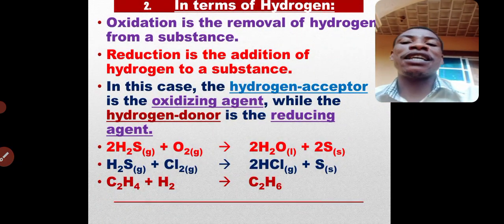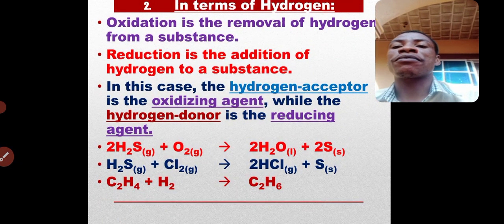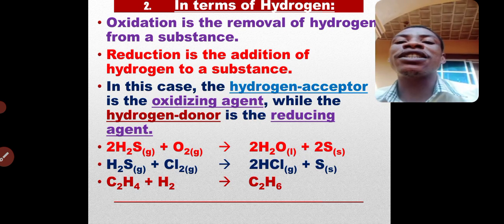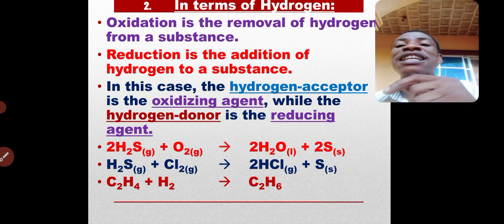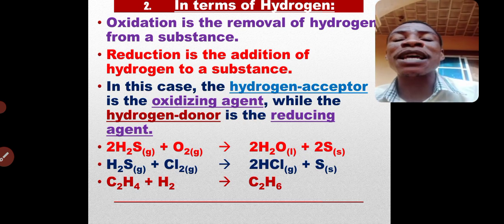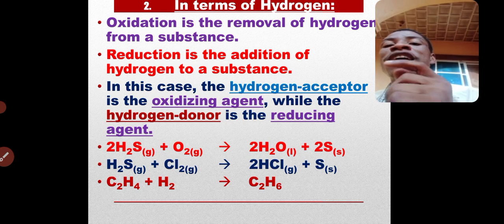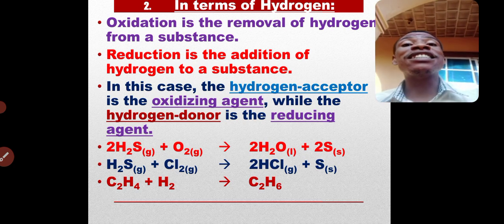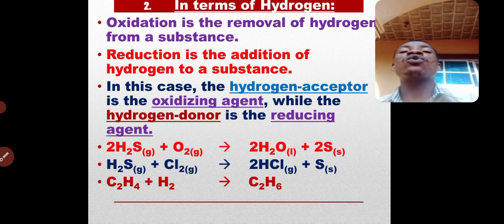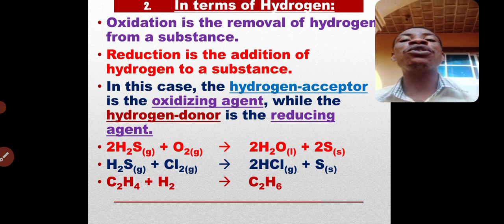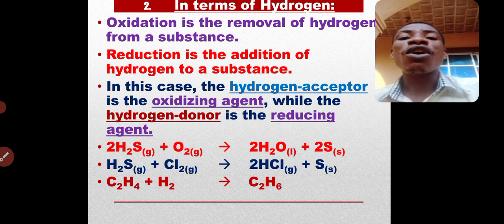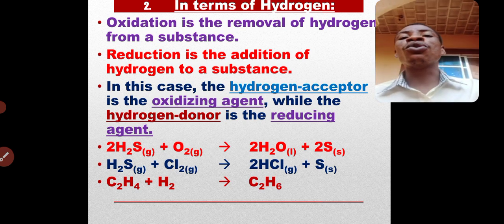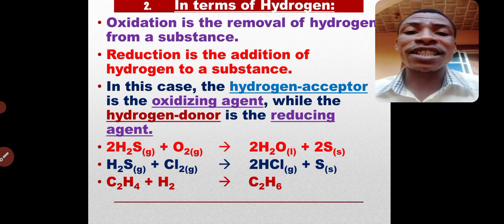So let's look at it in terms of hydrogen. A species that accepts hydrogen is the oxidizing agent. That is, the hydrogen acceptor is the oxidizing agent. Please take note of all these details. Why is the hydrogen donor the reducing agent? Because when you accept hydrogen, you are actually reduced. So the person that donates the hydrogen to you is the one that reduces you. So that person is a reducing agent.